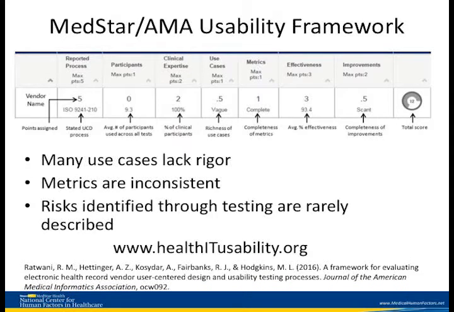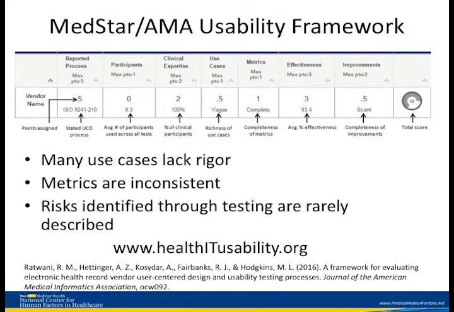So our first pass at doing this is we partnered with the American Medical Association, and we looked through several of those vendor reports that I talked about that are on the government website, and we broke it down into 3 categories. The first is, do they report a process, and what is it? The second is, what methods do they use to do their testing? Are they actually using the right metrics here?